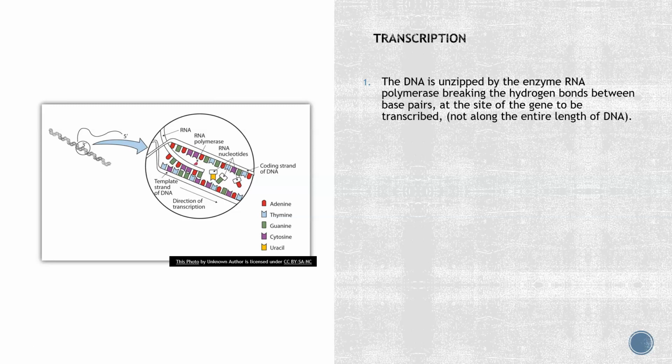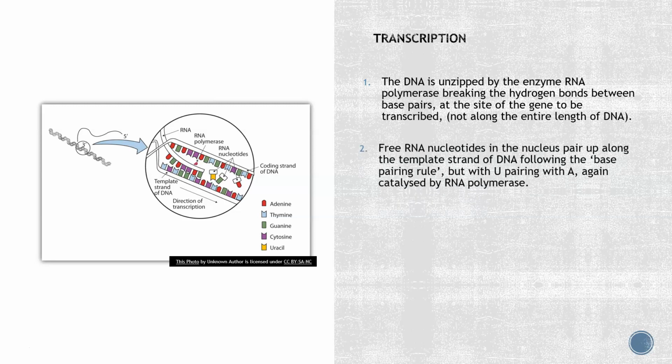In transcription, we've got RNA polymerase doing the unzipping. It's going to break those hydrogen bonds so that it unzips that DNA. And the RNA polymerase knows the start and stop triplet to know which part of the gene it's going to be unzipping. It's not going along the entire length of the DNA, remember, whereas helicase unzips the whole lot. RNA polymerase is only unzipping the section of the DNA that is the gene that it needs to copy.